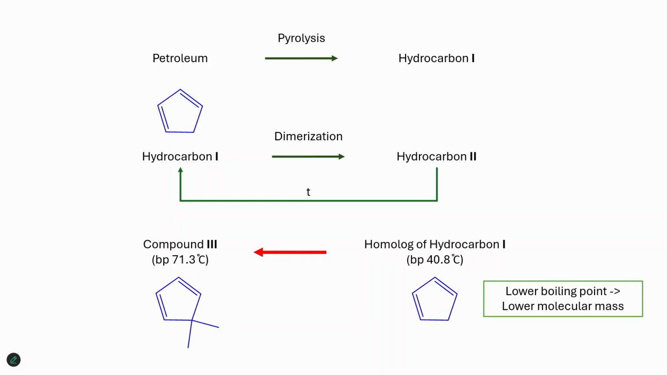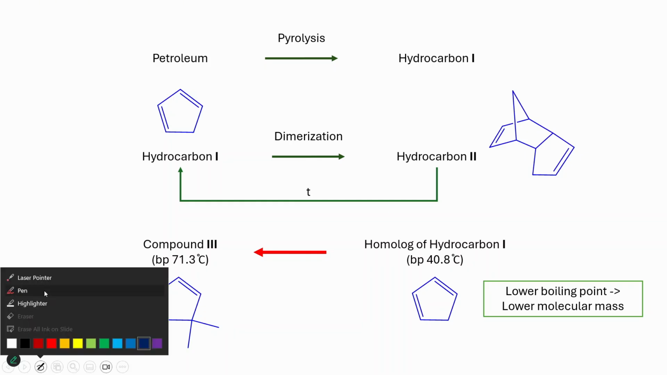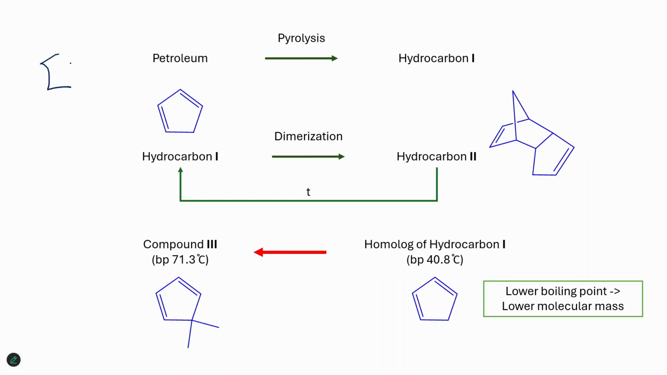Since we have found the structure of hydrocarbon 1, the next part is easy. We are going to dimerize it. What's going to happen is an intermolecular Diels-Alder reaction between molecules of the same compound, the same hydrocarbon 1, and we are going to get this compound. I will show you how we get this one. In the Diels-Alder reaction, just as I showed you before, you should have this and this. This is the alkene part, and this is the diene part.